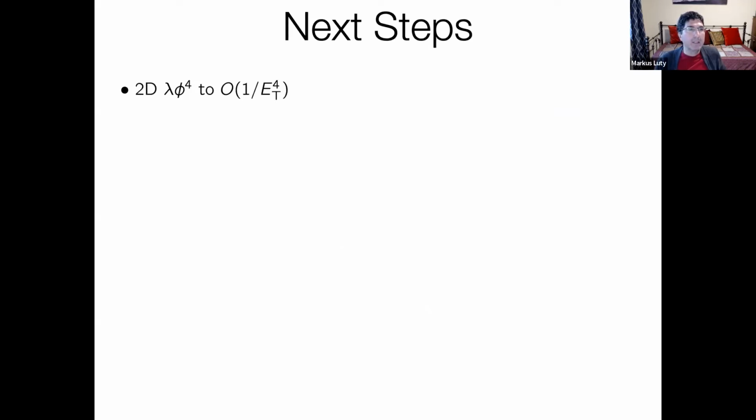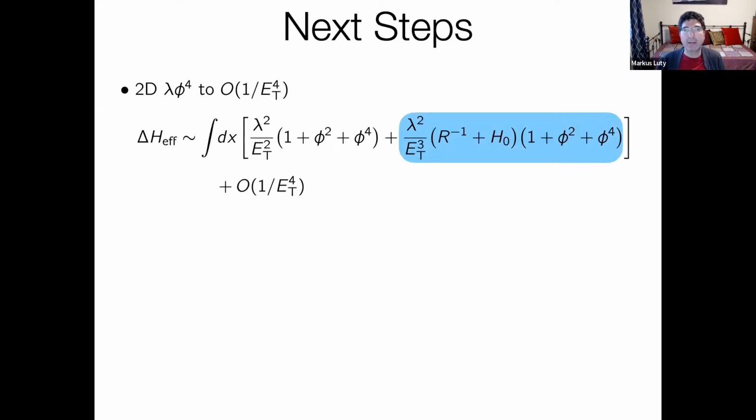Okay, so now I'm going to conclude with the next steps. Two things that we're currently doing. One is to just go to next order in this 2D theory. I sort of already talked about that. We have to include these terms. And notice that you might say, well, who cares?